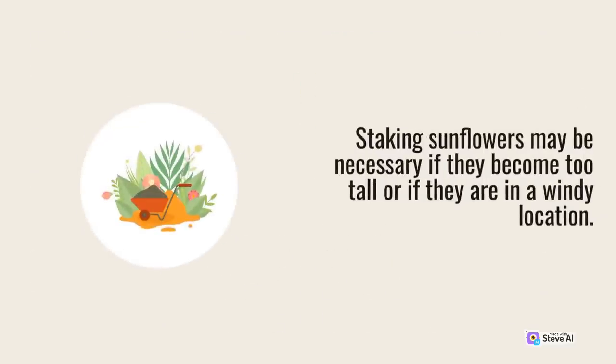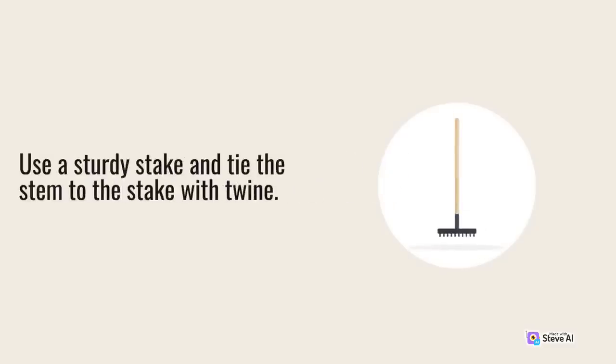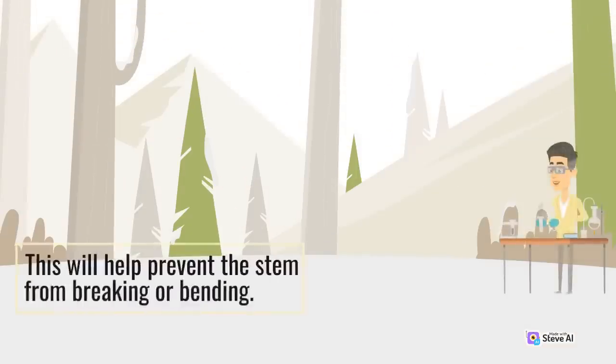Staking sunflowers may be necessary if they become too tall or if they are in a windy location. Use a sturdy stake and tie the stem to the stake with twine. This will help prevent the stem from breaking or bending.